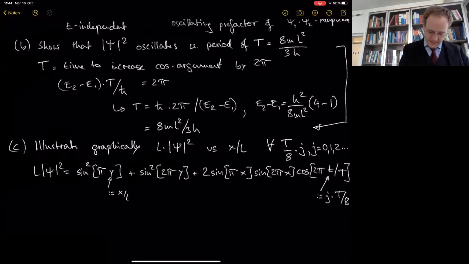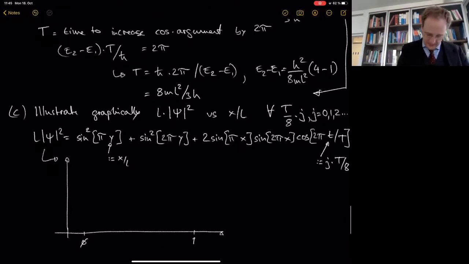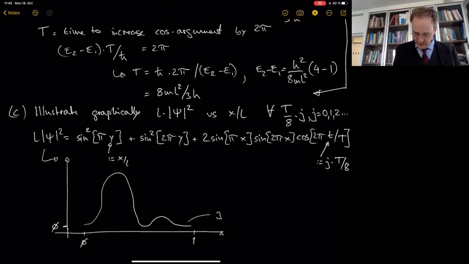So how does this look? I can make a plot of this. You can plot this function as a function of your y, and your y goes from 0 to 1. This would be roughly how it looks for j equals 0. If you go to j equals 2, it should look something like this.